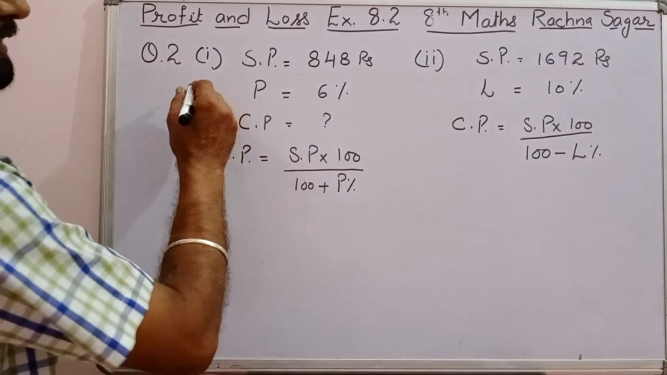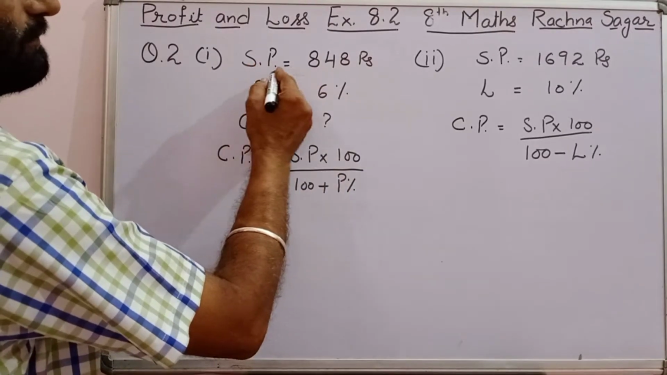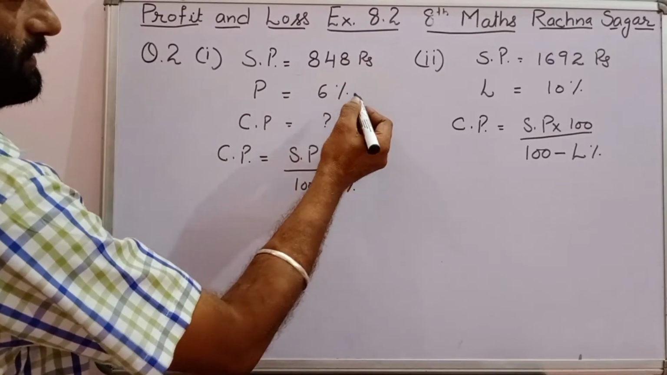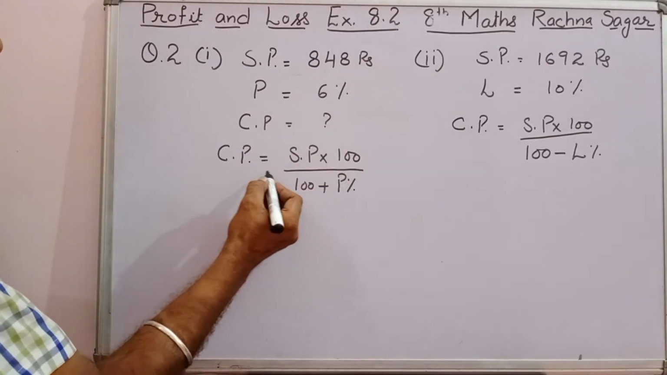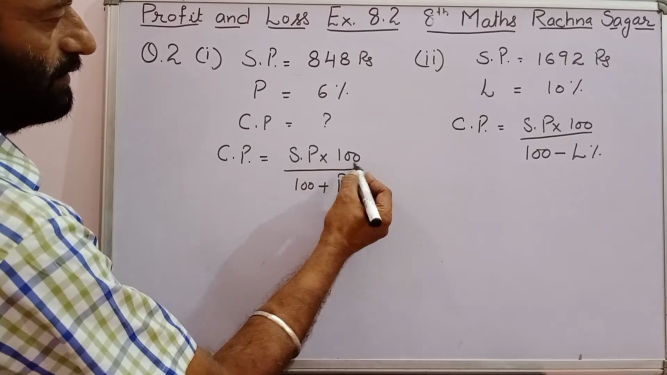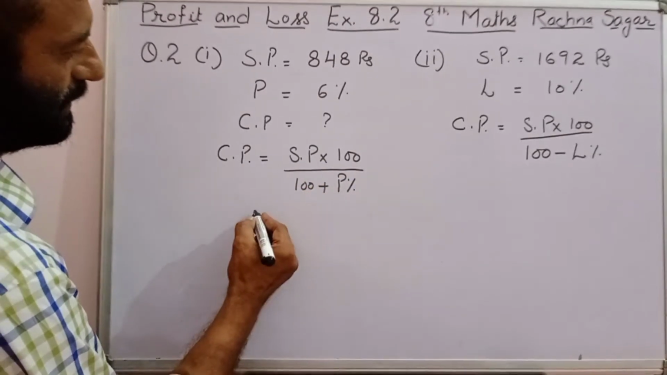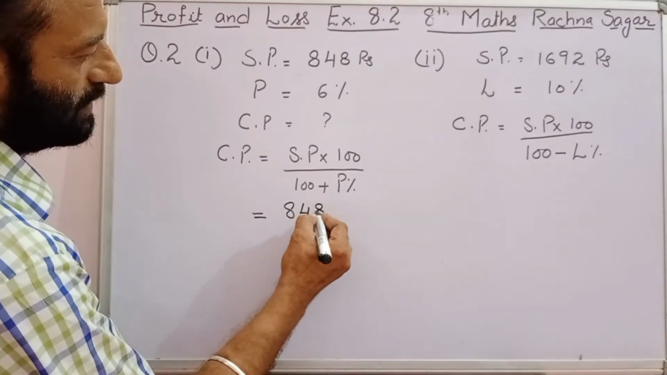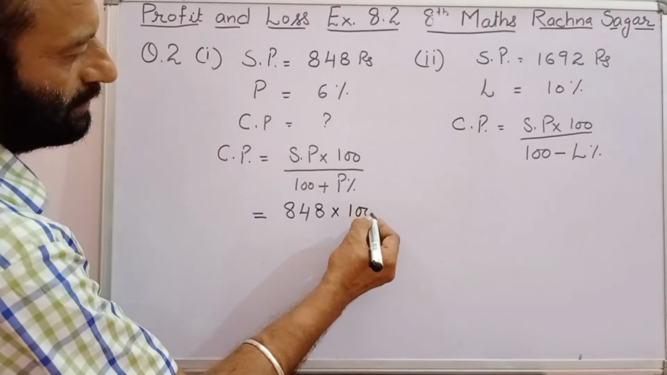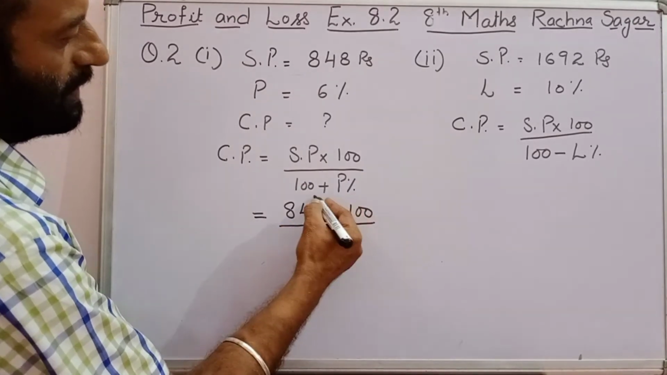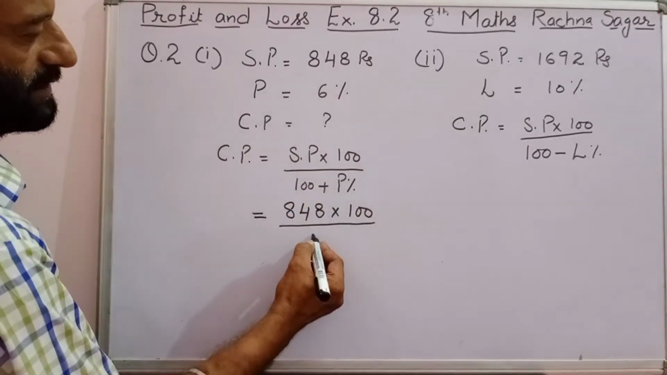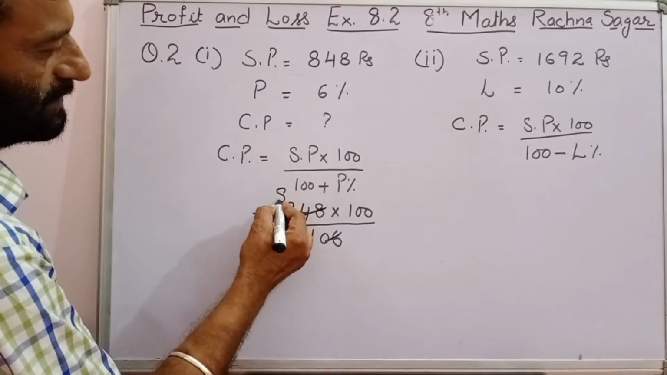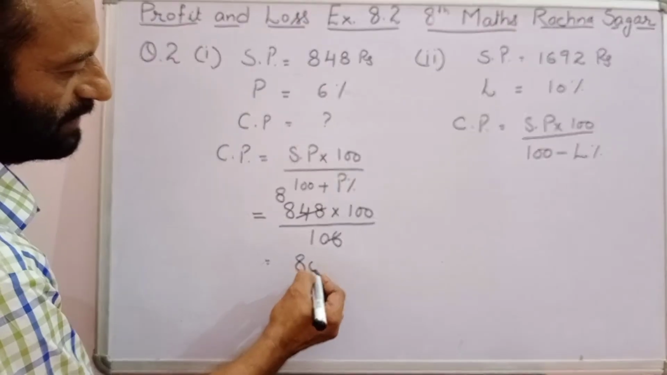Question number 2, part 1. Find the cost price if selling price is equal to 848 rupees and there is profit of 6%. Now we know that cost price is equal to SP into 100 over 100 plus profit percent. It is equal to SP 848 into 100 over 100 plus profit percent, 100 plus 6, that is 106, and CP comes out to be 800 rupees.